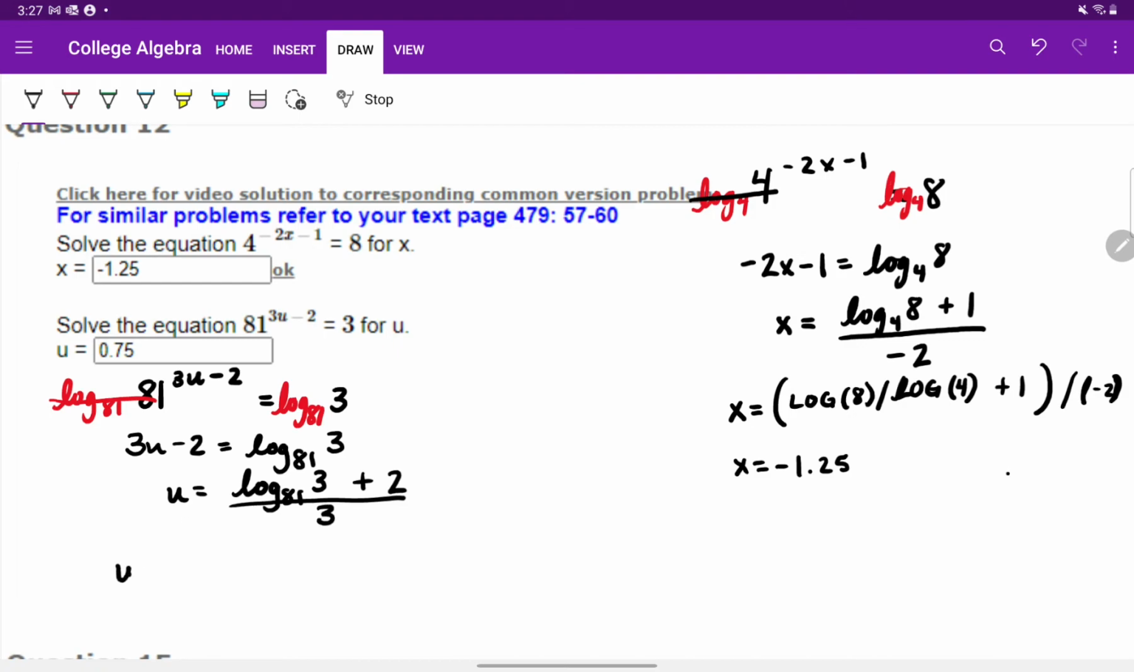And when you plug this one into your calculator, you're going to type in log of 3 divided by log of 81 plus 2, and this is in the numerator, so you're going to have to put parentheses around that whole expression, then divide by 3. When you type all of that in, you should get about 0.75.